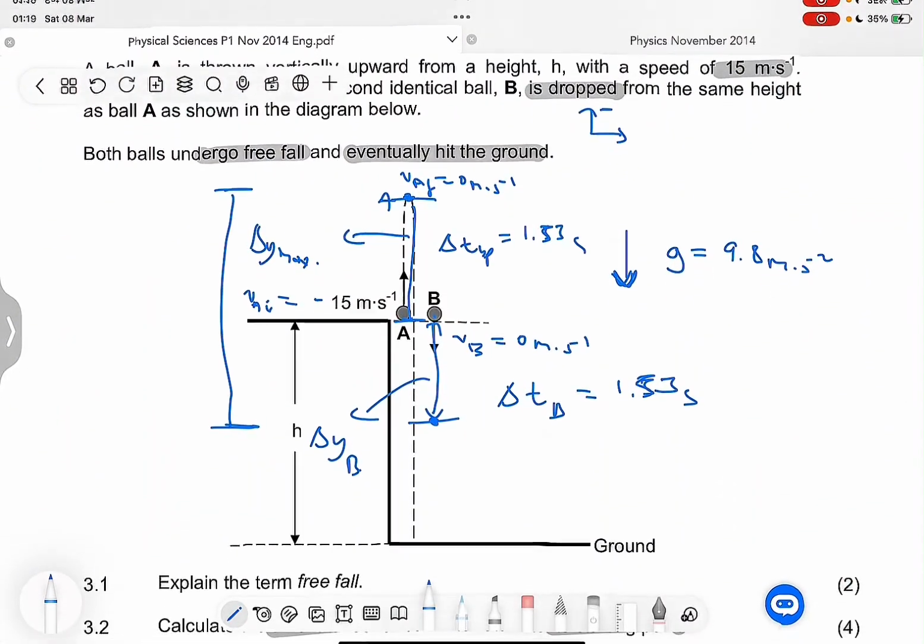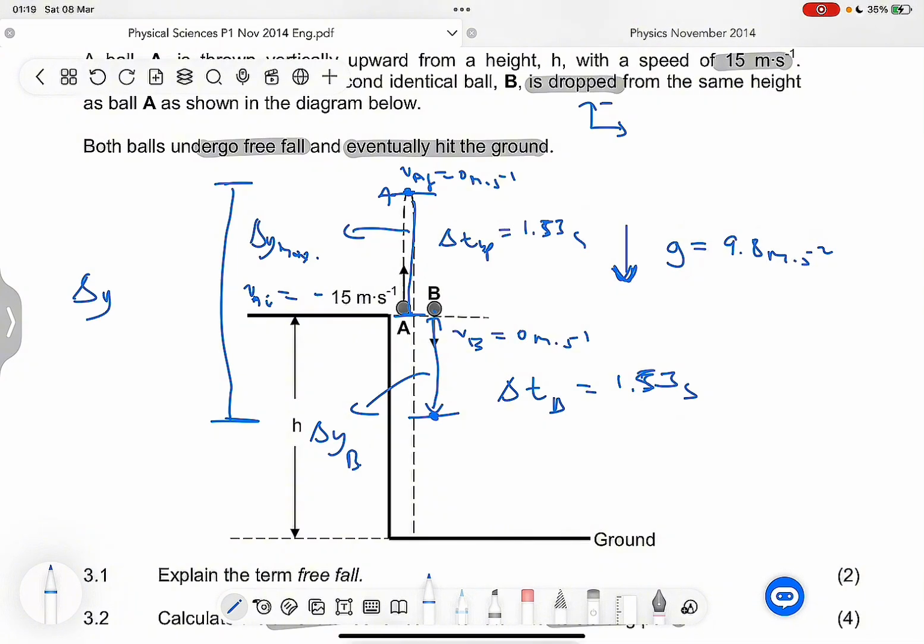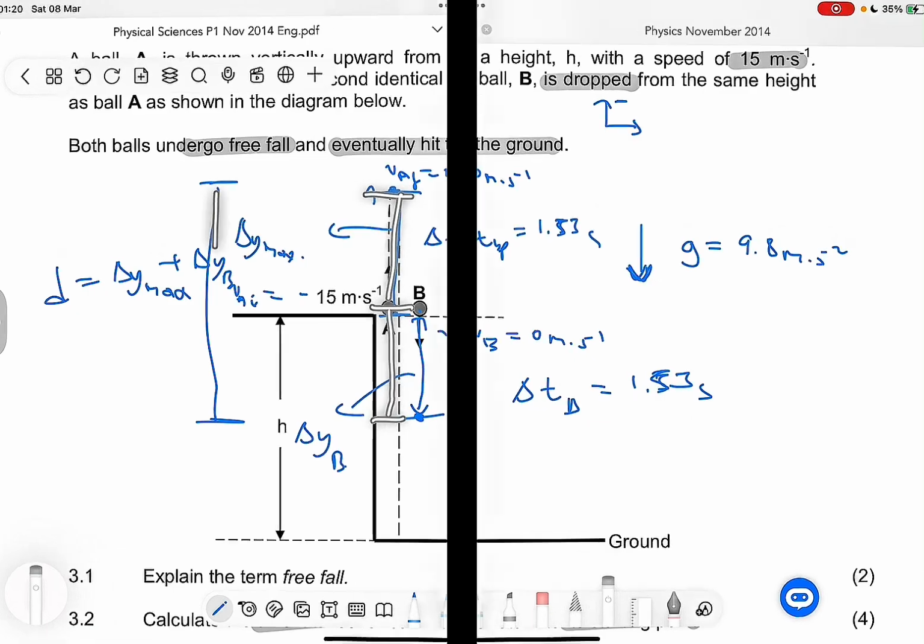Now you would notice here the change in y. Well, let me not call it change in y, but call it d, right? So it is the distance between ball A and ball B. You can see that it is going to be determined by change in y max, meaning this distance, plus change in y of B. So I'm saying this distance plus this distance.